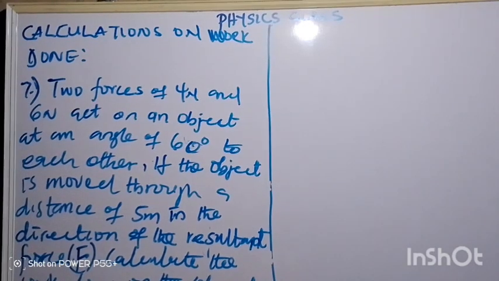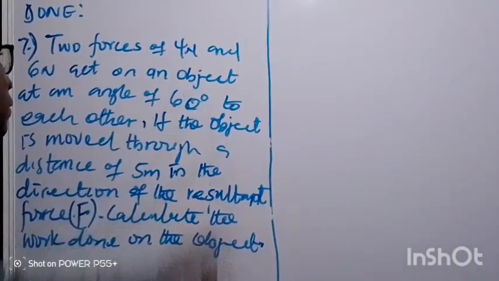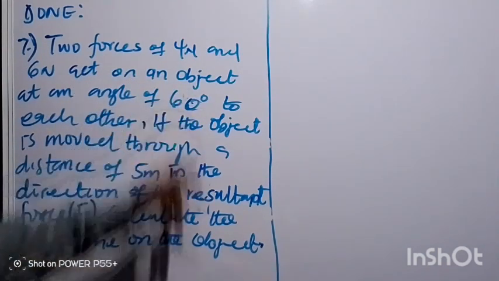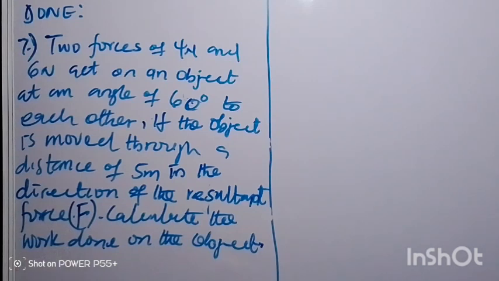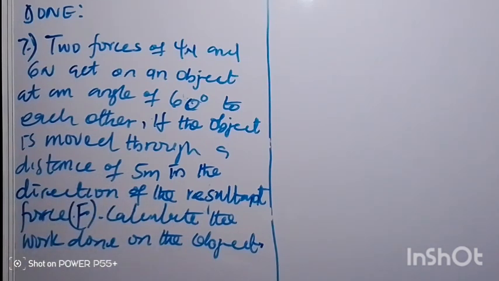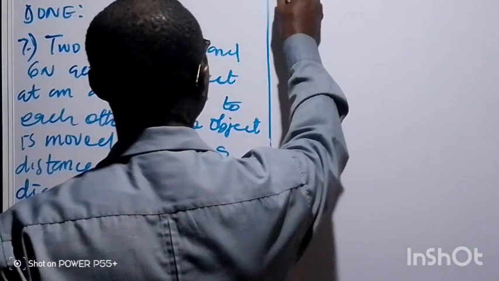Now let's take this one as example 7. Two forces of 4 Newton and 6 Newton act on an object at an angle of 60 degrees to each other. If the object is moved through a distance of 5 meters in the direction of the resultant force F, calculate the work done on the object.